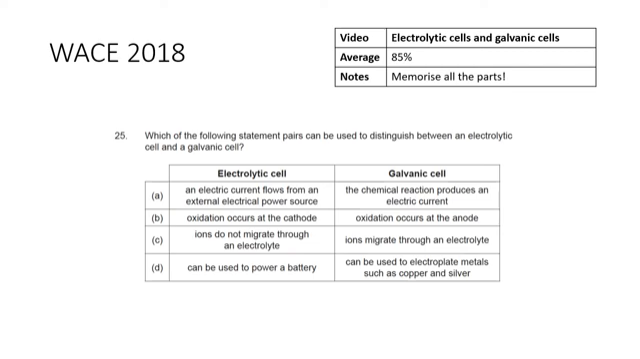Which of the following statement pairs can be used to distinguish between an electrolytic cell and a galvanic cell? Pretty much, identify the ones which are wrong statements. Okay, both of these statements are correct. Okay, let's just check all the other ones.